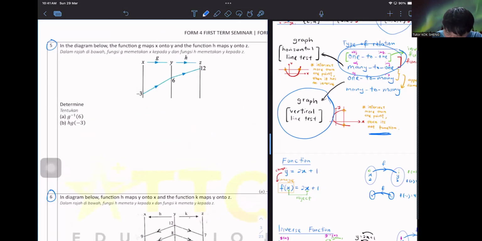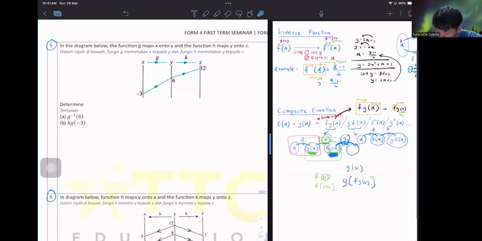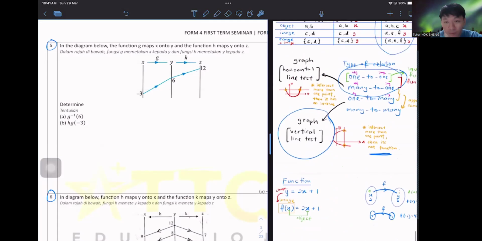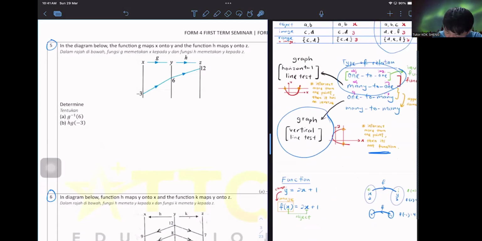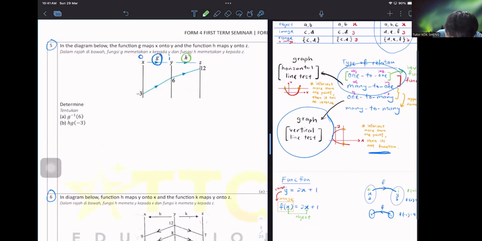In the diagram below, the function g maps x to y and the function h maps y to z. You can see the arrow. G is x to y, left to right. So for g, this is the object, this is the image. Next, for h, also left to right, this is the object, this is the image.